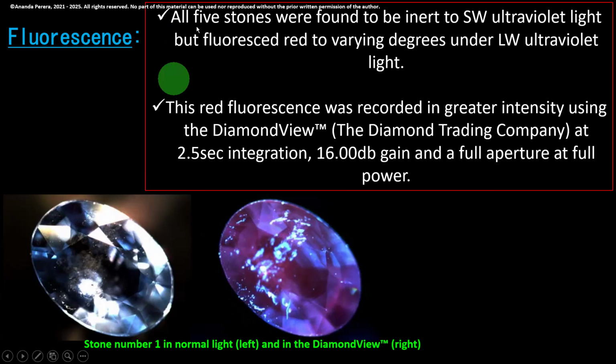Fluorescence. All 5 stones were found to be inert to short-wave ultraviolet light, but fluoresced red to varying degrees under long-wave ultraviolet light. That is the beryllium-treated, short-wave, long-wave. This red fluorescence was recorded in greater intensity using the DiamondView, integration 16 dB gain and a full aperture at full power. It is the apparatus.